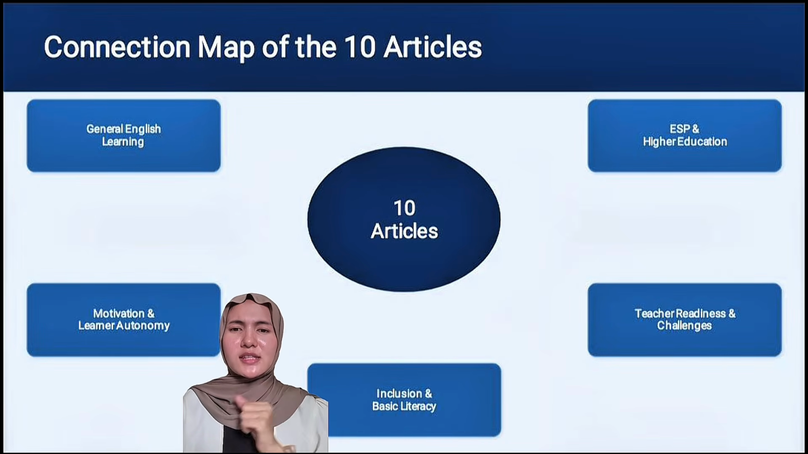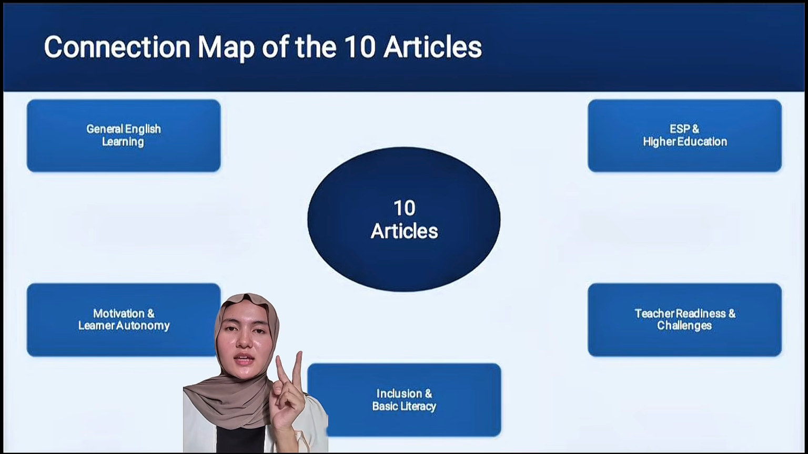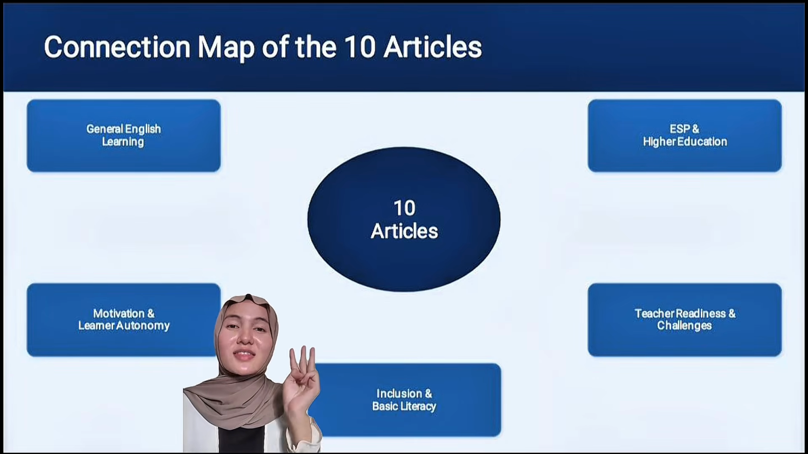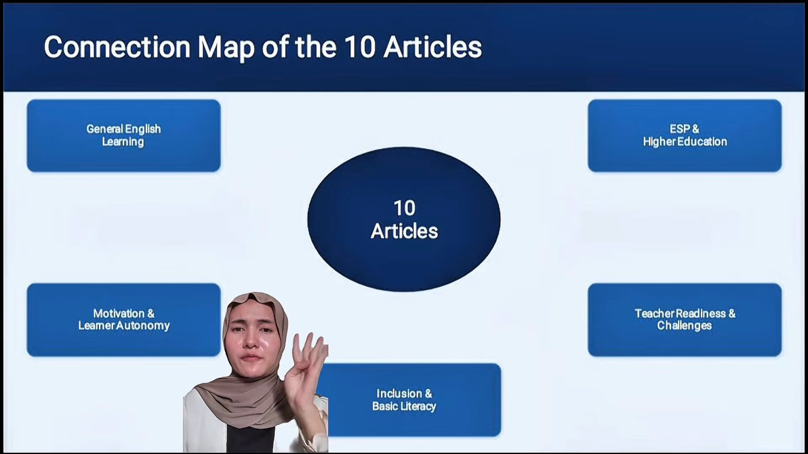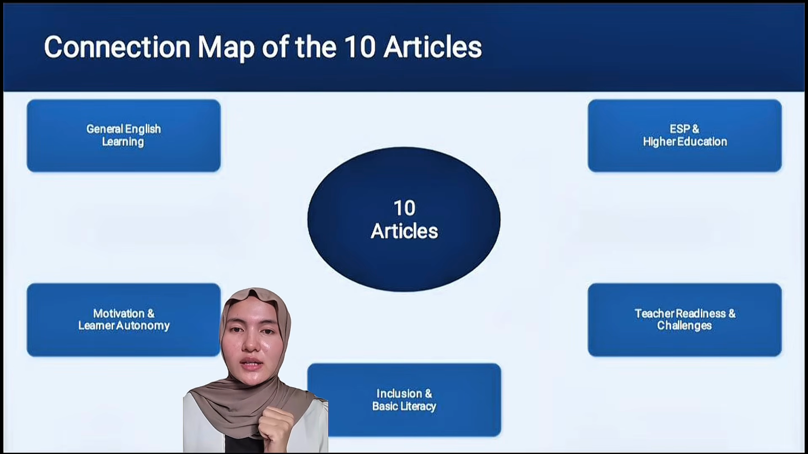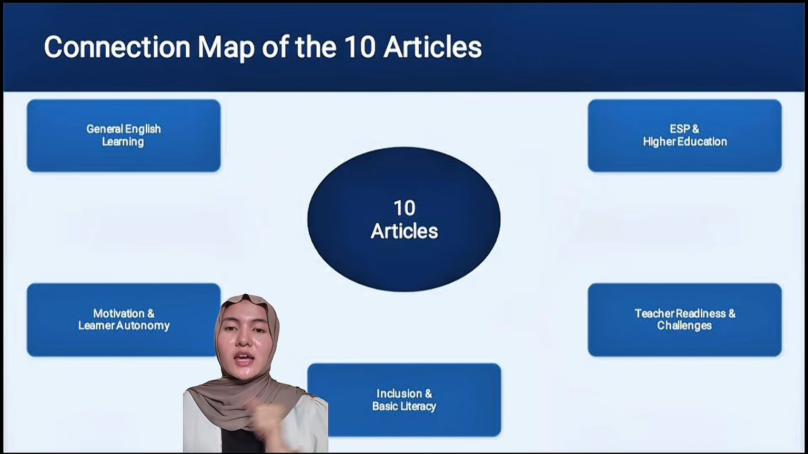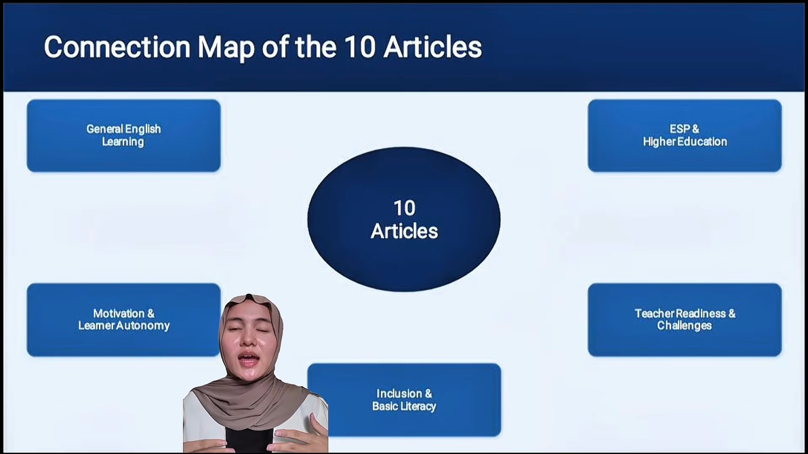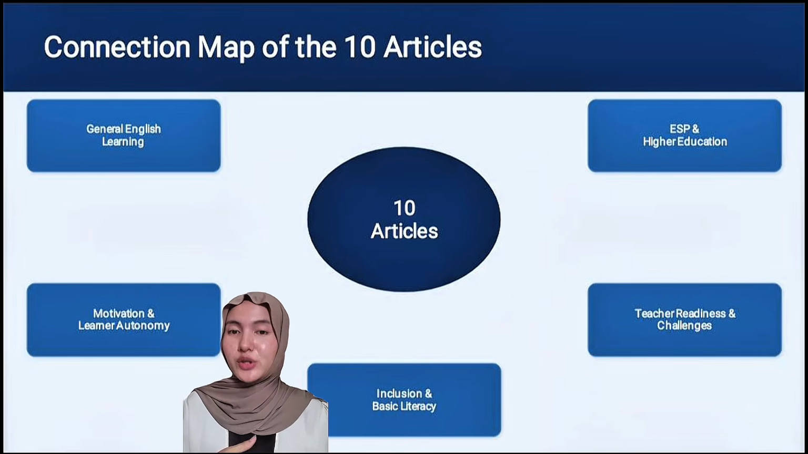The first theme is technology in general English learning. The second theme is technology in ESP and higher education. The third theme is technology for motivation and learner autonomy. The fourth theme is teacher readiness and classroom challenges. And the fifth theme is inclusion and basic literacy. These themes show that the 10 articles are connected, although each article has a different focus.